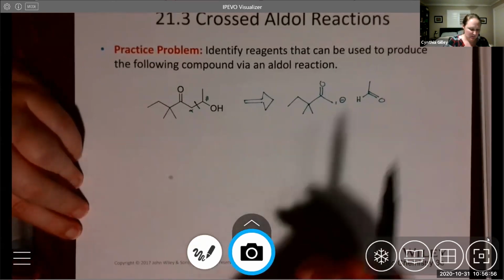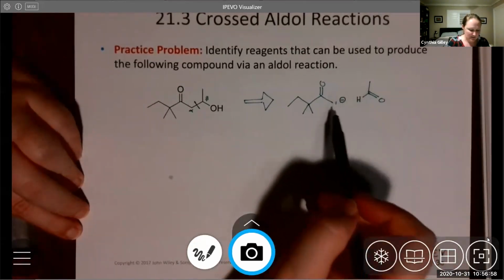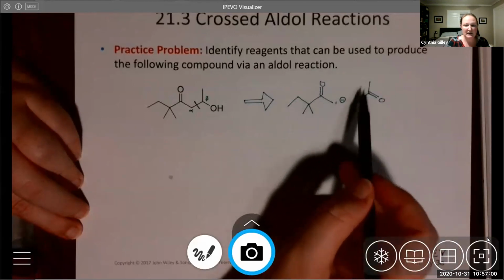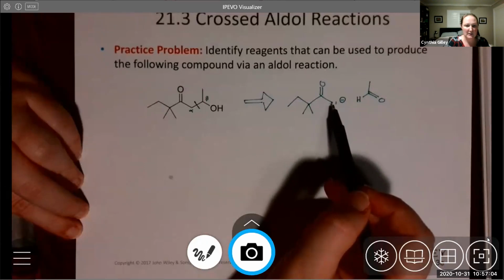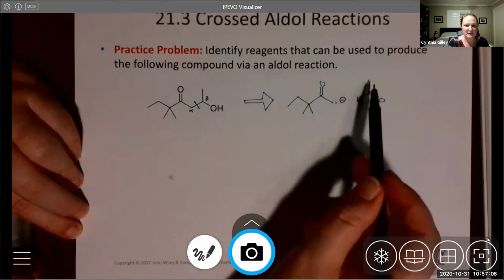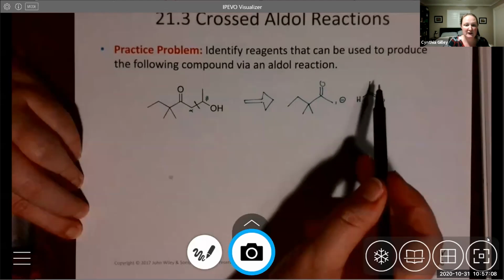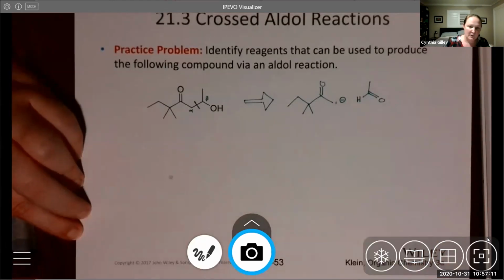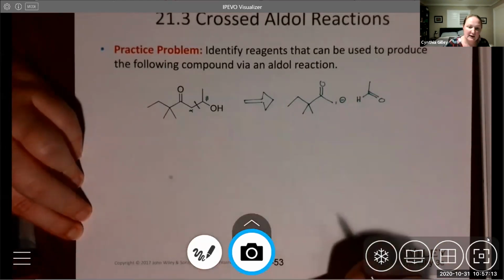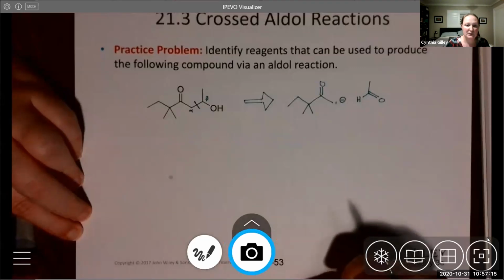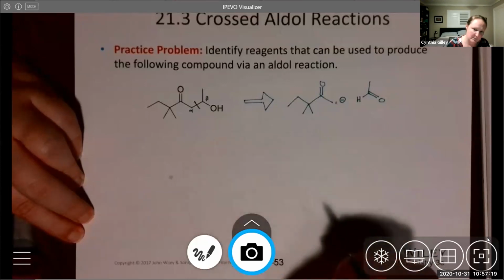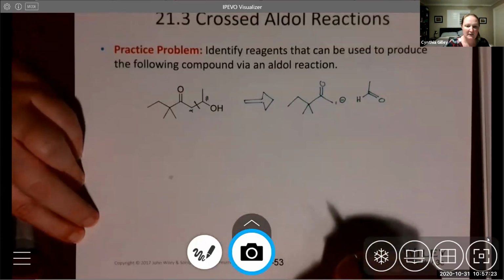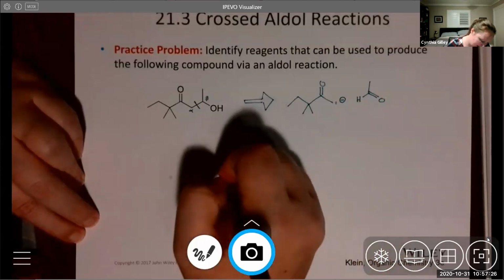So we need to be careful because we're using a ketone and an aldehyde, and both of them have alpha carbons that have hydrogens attached to them. So there's the potential to form two different enolates here. So when that's the case, we need to utilize example 2 from the previous slides, or method 2, using LDA instead of using sodium hydroxide.